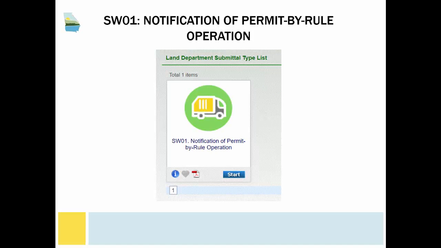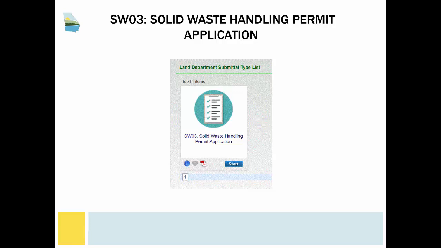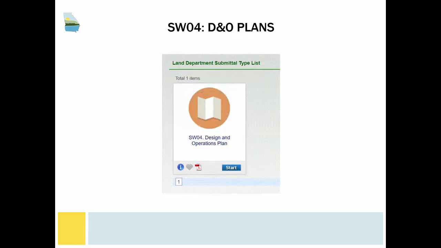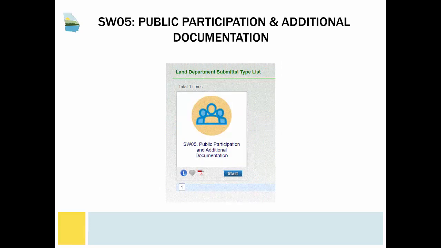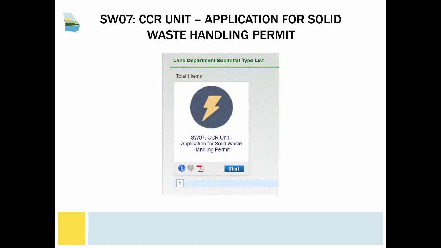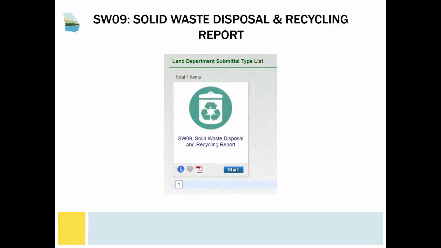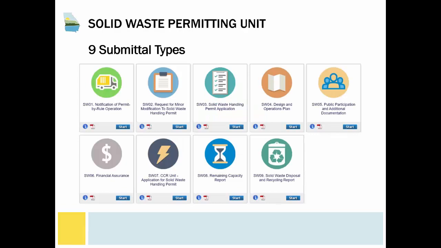notification of permit by rule operation, request for minor modification to solid waste handling permit, or minor mods, solid waste handling permit application, design and operations plan, or DNO plans, public participation and additional documentation, financial assurance, CCR unit application for solid waste handling permits, remaining capacity reports, and solid waste disposal and recycling reports, also known as tonnage reports. Let's take a brief look at each submittal type.